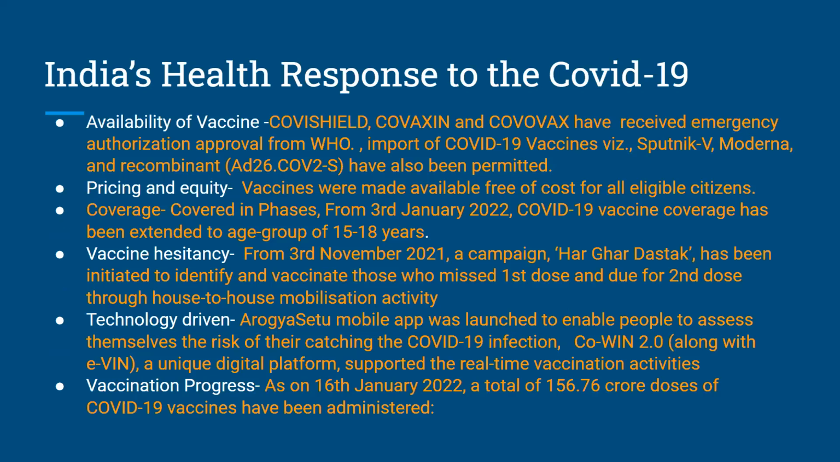First, we will see how India responded to COVID-19. These are some of the measures taken by the government to address the situation. First is availability of vaccine. India has made Covishield, Covaxin and Covovax. And these vaccines received emergency authorization approval from WHO. Apart from that, the import of certain COVID vaccines like Sputnik V and Moderna is allowed.